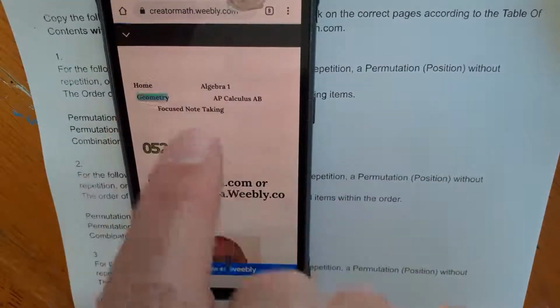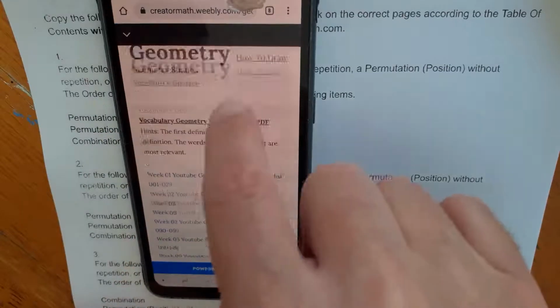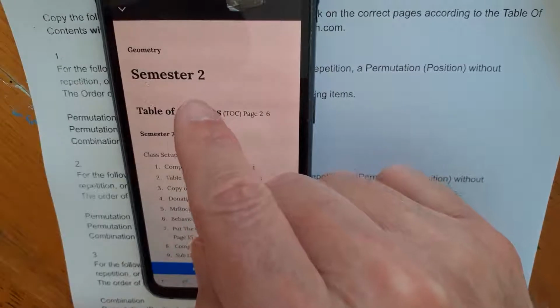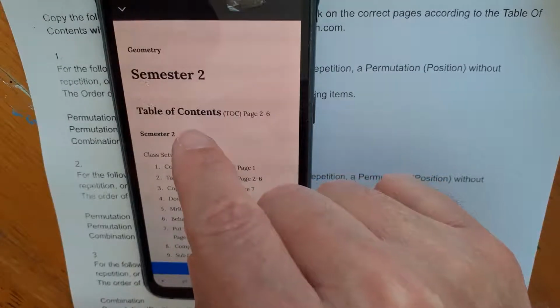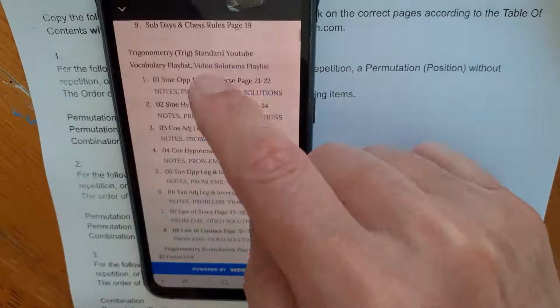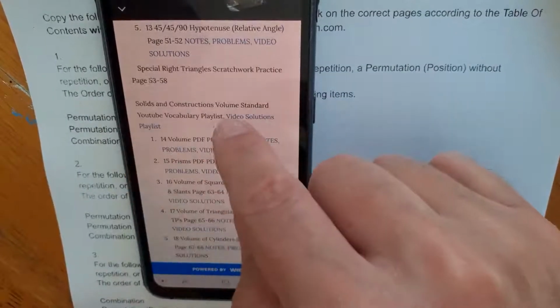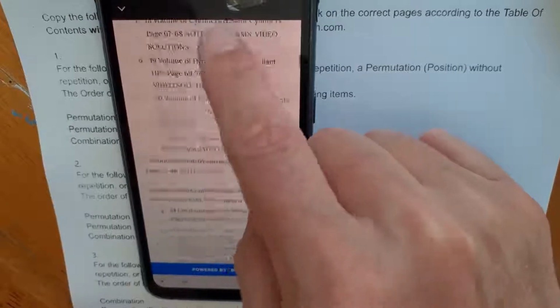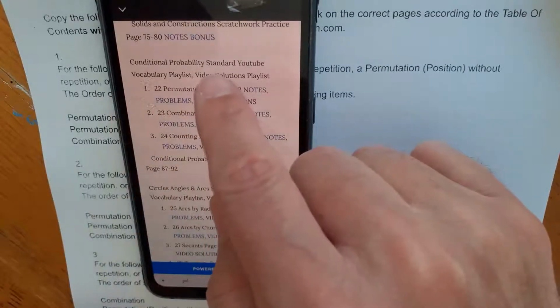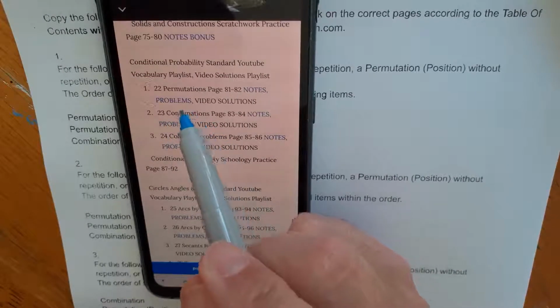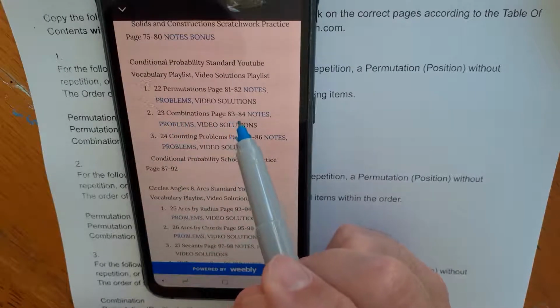Now, this is geometry, so you're going into the geometry tab. Scroll past the vocabulary down to the table of contents. Make sure you're in the right semester. For this one, it is semester 2. It says table of contents. This is not trig. It's not special right triangles. It's not constructions and volume. It's conditional probability. Bingo. And it's the second one here. Second lesson, combinations. It goes on page 83, 84.